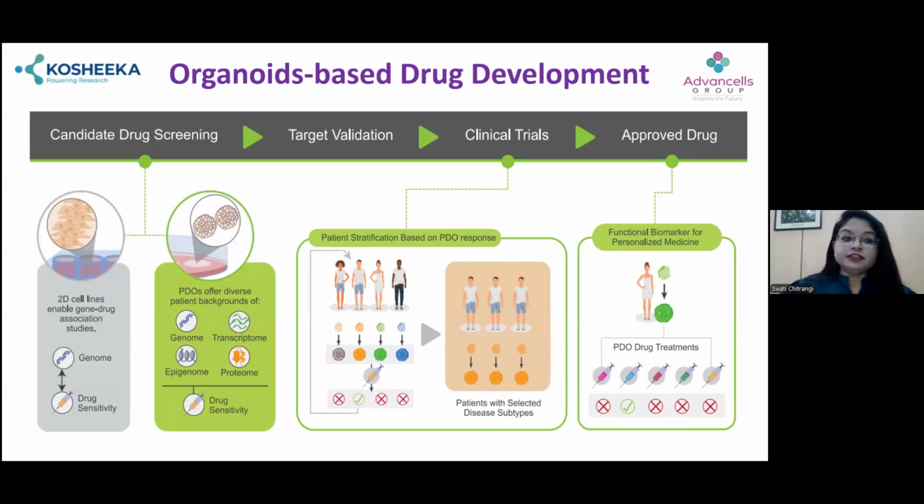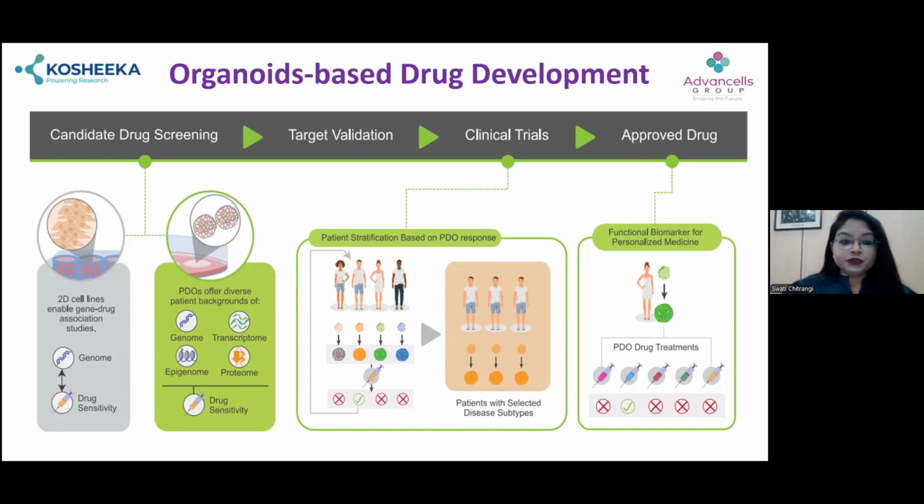The preclinical phase can be divided into two parts. First is the conventional method, that is using 2D cell lines. It enables gene and drug association studies and various kinds of drug toxicity studies, the mechanism of action, and what pathways are involved. All these studies can be performed on 2D cell lines.